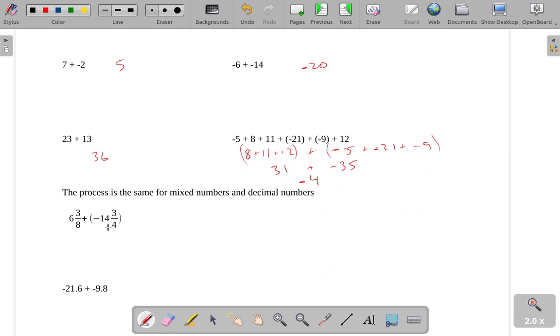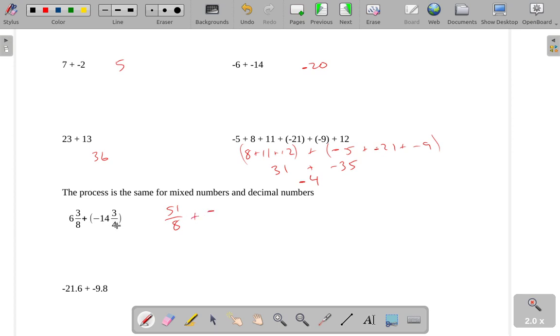And the process is identical when we're dealing with mixed numbers or decimal numbers. It's the same sort of thing. Of course, mixed numbers are kind of annoying to deal with because, well, they're mixed numbers. They have both a whole number part and a fractional part. So probably the easiest thing to do here would be to convert them to fractions. So 6 times 8 is 48. Add that to the 3, we get 51/8.